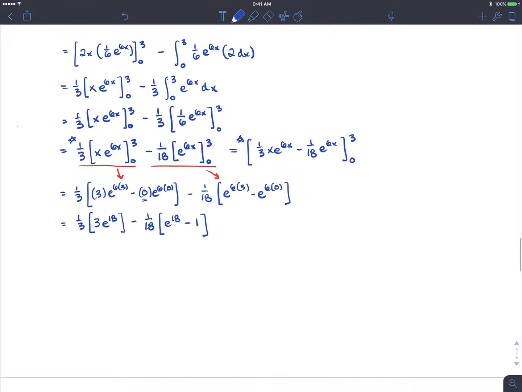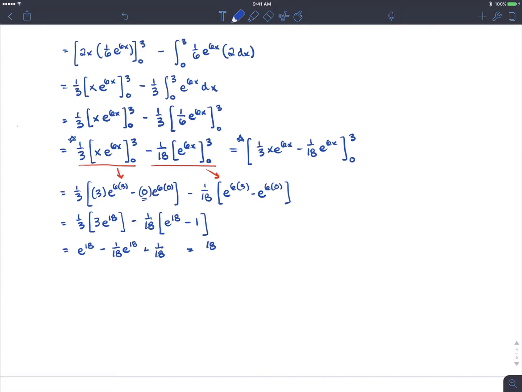And now it's kind of a matter of cleaning this up until we don't feel like cleaning it up anymore. Let's see what we can do. So we'd have 1/3 times 3, that's going to give us e to the 18. If we distribute that negative 1/18, we'd have minus 1/18 e to the 18 plus 1 over 18. If we got a common denominator of 18, what would that give us? 18 e to the 18 over 18 minus 1 e to the 18 over 18, sorry, lots of 18s here, plus 1 over 18. So that's just getting common denominators.